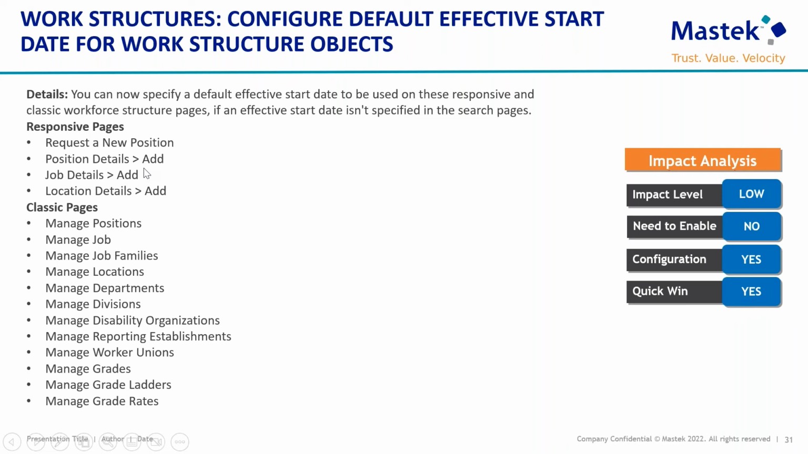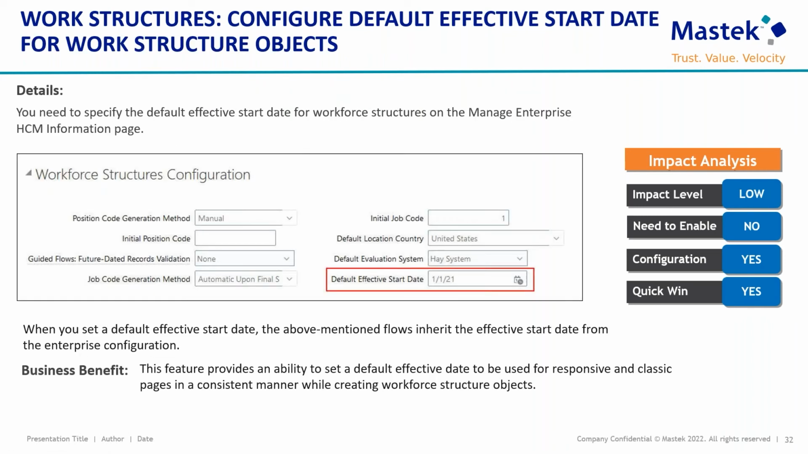Instead, if you want to give a proper fixed date for these workforce structure objects when created, that can be handled and controlled. So this is the configuration point. In the workforce structure configuration of the Manage Enterprise HCM Information page, we can set the default effective start date. And this requires the configuration at this point, and it can be used easily.